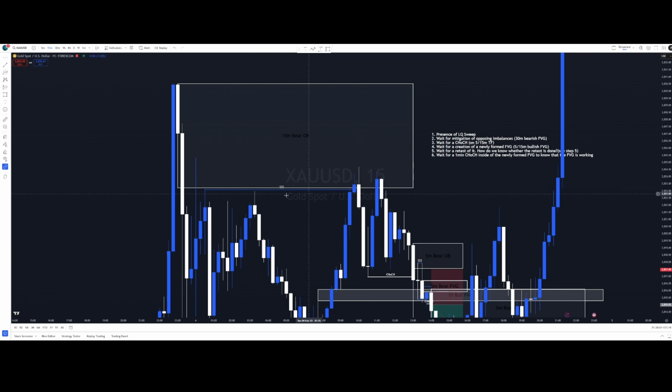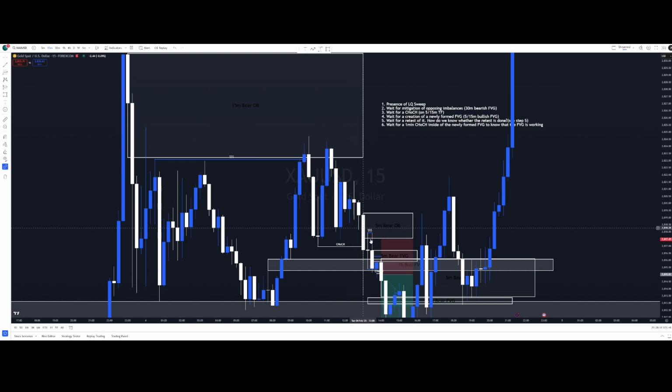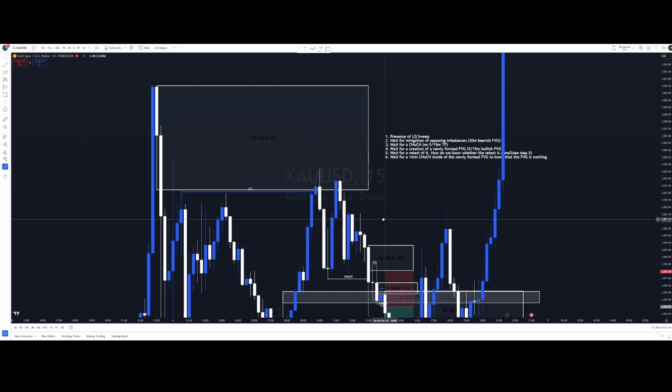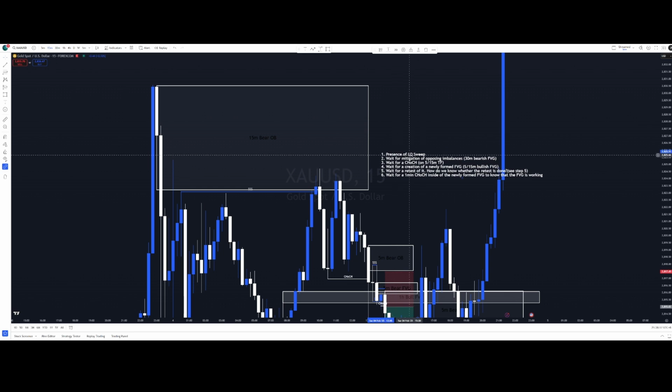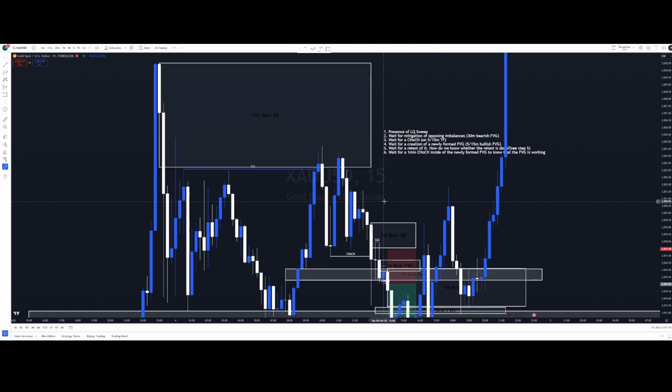So after price swept the equal highs here, it continued below. Right, so it respected the 15-minute bearish order block. So the first step is done. There's the presence of buy side liquidity sweep. After that, we wait for the mitigation of opposing imbalances. So here it will be the 1 hour bullish fair value gap.